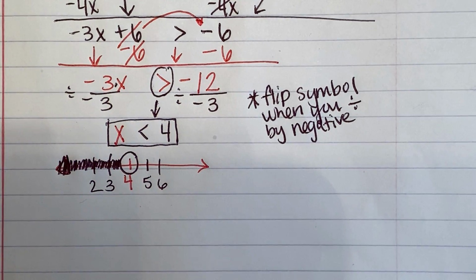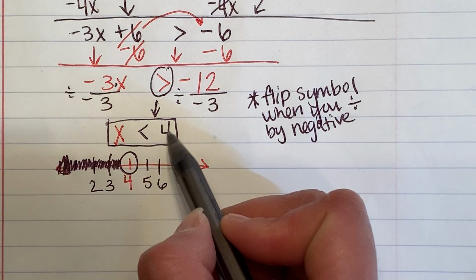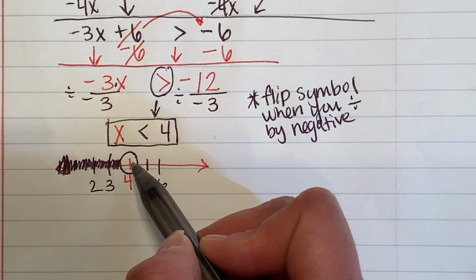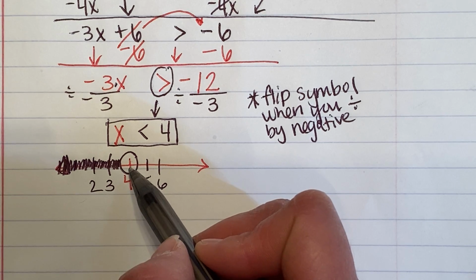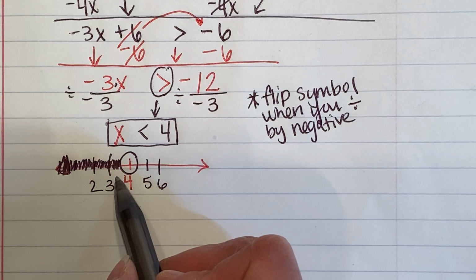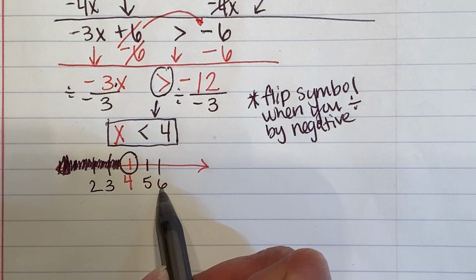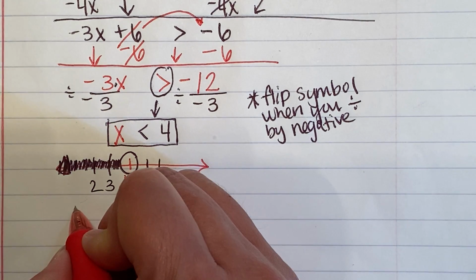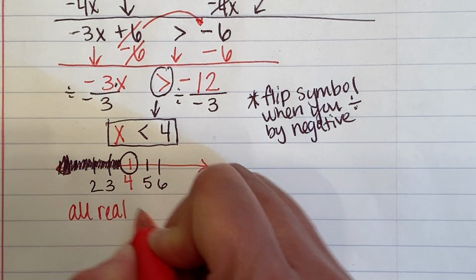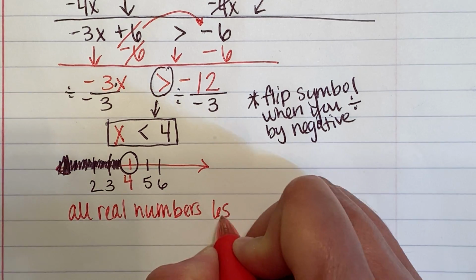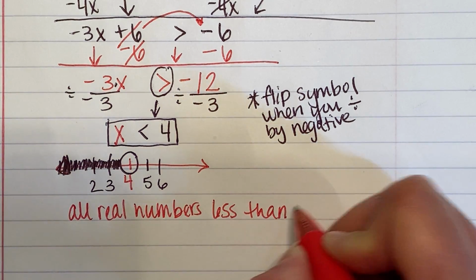So if you were asked in this question, is 4 a solution? No, 4 is not a solution. It's not included in my inequality. So no, it's not a solution. But if I was asked, is 3.5 a solution? Yes, that's less than 4. Is 6 a solution? No, that's greater than 4. So in words, you would say all real numbers less than 4.